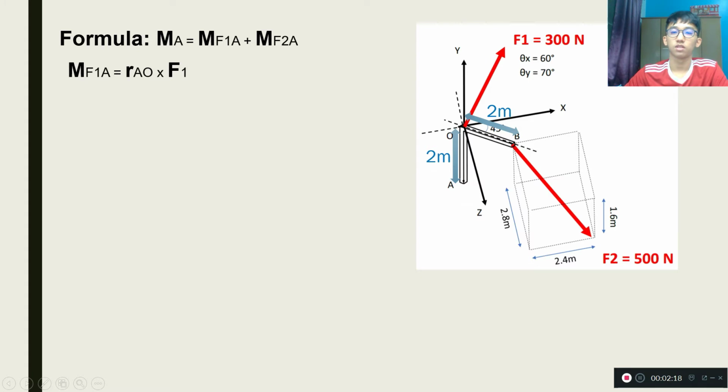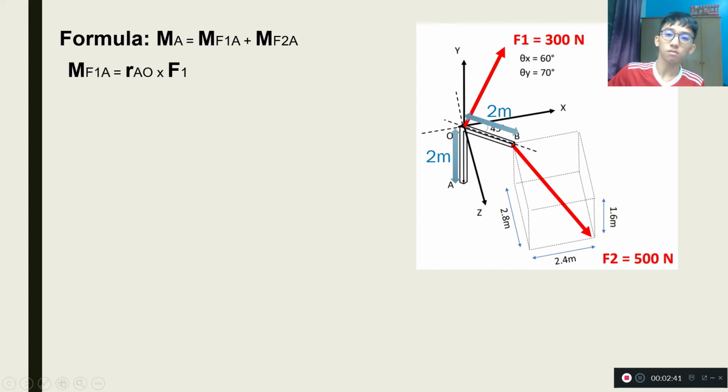Then we have to know about the components. We have three components: one is i, the second is j, and the third is k. Component i is for our x-axis, component j is for our y-axis, and component k is for our z-axis.